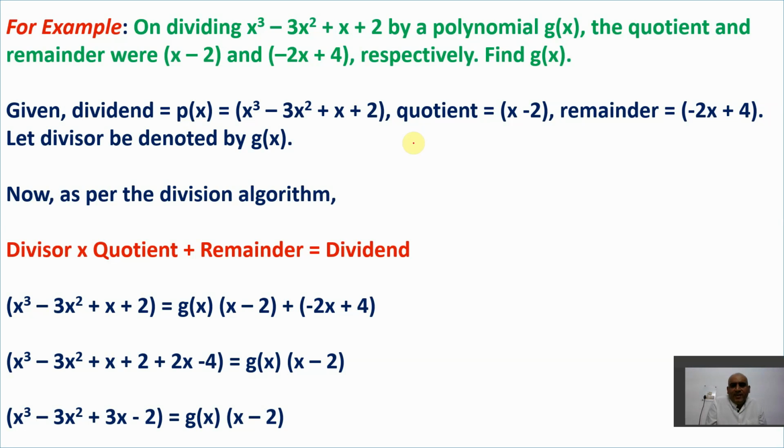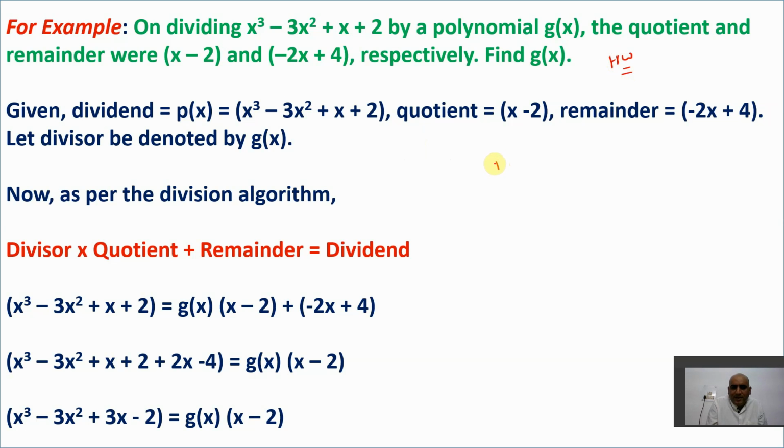On dividing this by a polynomial g(x), the quotient and remainder are this. We have to find g(x). Same pattern of question is there. This question I am giving you as homework. You have to study it on the same formula basis.